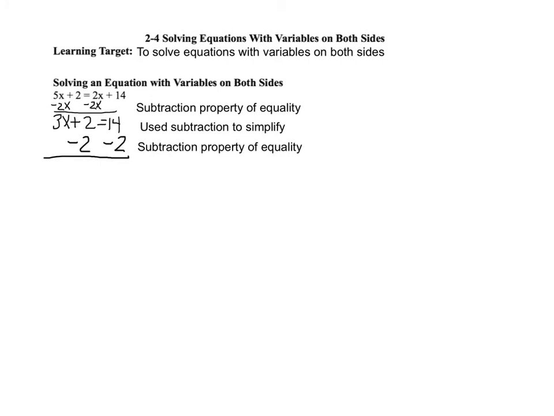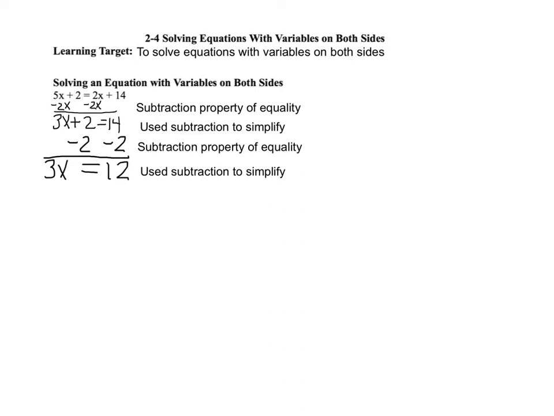Now we will actually do the subtraction, and we will get 3x plus 2 equals 14. So we use subtraction to simplify. Now we need to get the 3x by itself, so we will subtract 2 from both sides. Once again, we use the subtraction property of equality. Now we will simplify: 3x equals 12. We use subtraction to simplify.